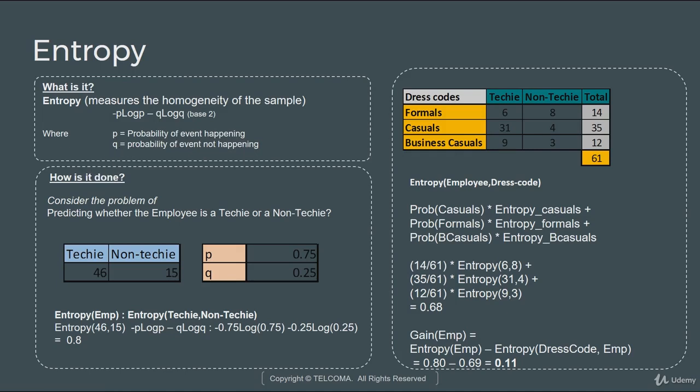Now, how do you calculate entropy? Consider the use case which we discussed long back while understanding machine learning. You have an algorithm which predicts whether an employee is a techie or a non-techie, and you have just one attribute, that is dress code. You'll have formals, business casuals, and casuals. What entropy does here is first calculate the overall entropy, which is of the dependent variable. So it calculates entropy between techie and non-techie.